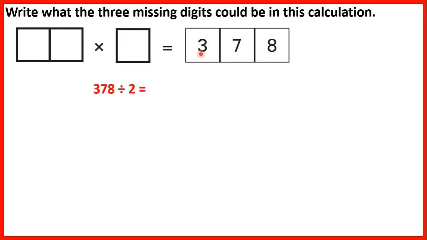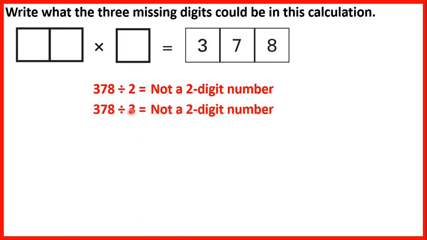Now we could try dividing 378 by 2, but I can see straight away that that answer will not be a 2-digit number. And it's the same, 378 divided by 3 will give us a 3-digit answer as well. So that won't be a 2-digit number either. So let's try dividing 378 by 4 to see if this digit here could be a 4.